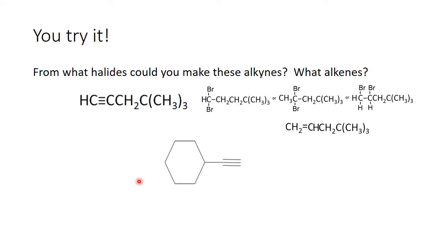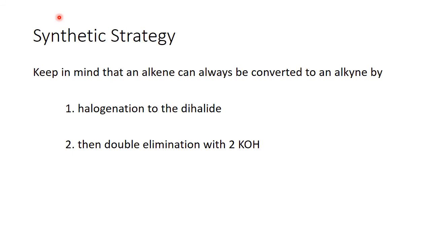Okay, how do we make this alkyne? Well, the most common way would be to use a vicinal dihalide, and to make this vicinal dihalide, we can use this alkene. Always remember that an alkene can be converted to an alkyne by halogenation to the dihalide and then double elimination with base. So when you see that you're going to an alkyne, always remember that you can go to the alkyne from a dihalide, and you can get the dihalide from an alkene.